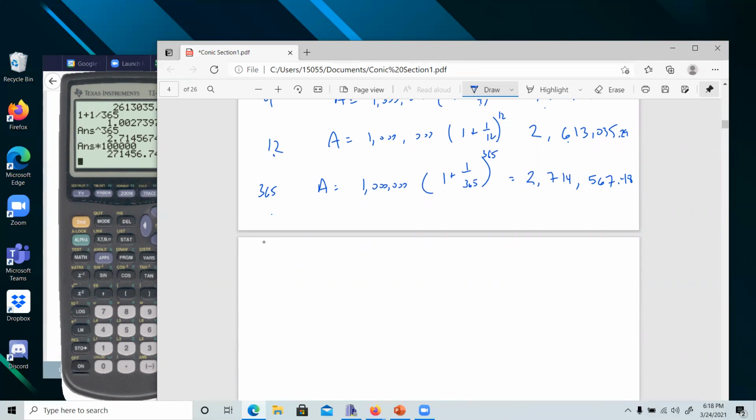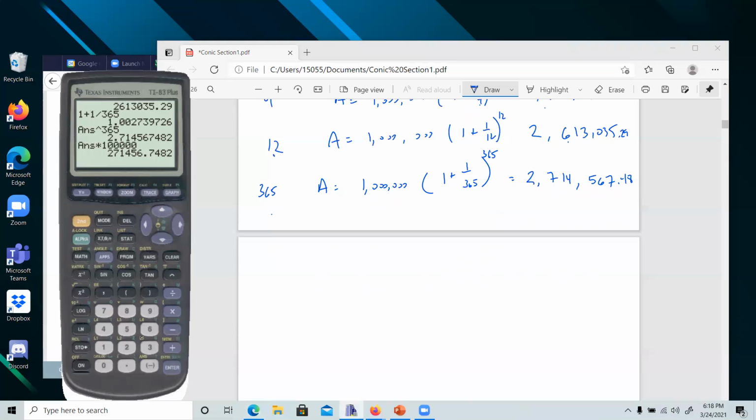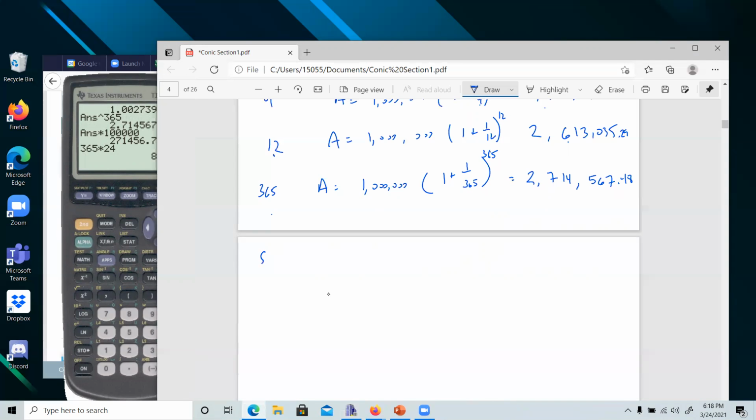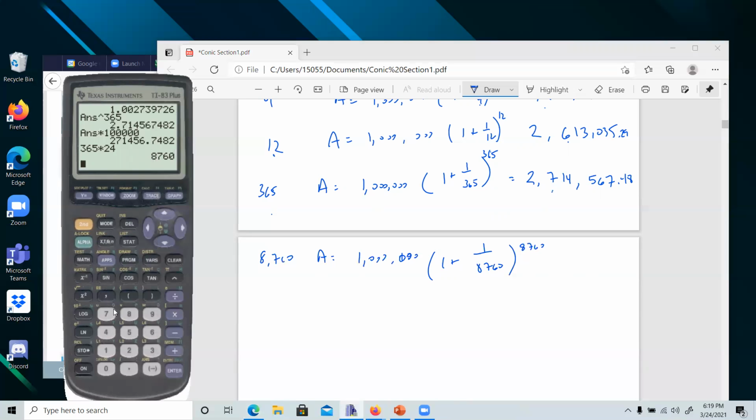How many hours are there in a year, right? That's 365 times 24. Okay, so there are 8,760 hours. And A is equal to 1 million times 1 plus 1 over 8,760. So again, we went from hundreds to thousands. We're going up by an order of magnitude. How much is this going to change? Okay, the answer will surprise you.